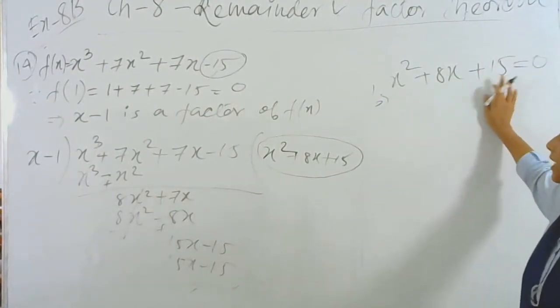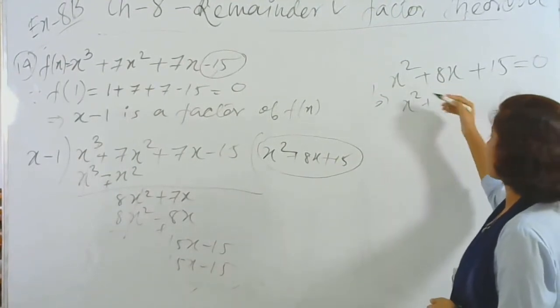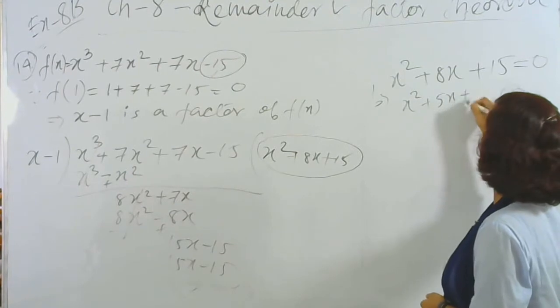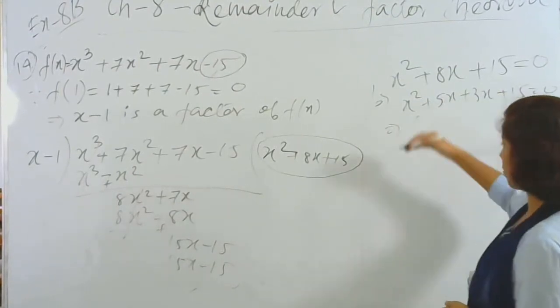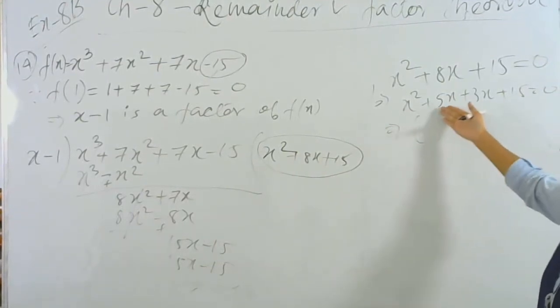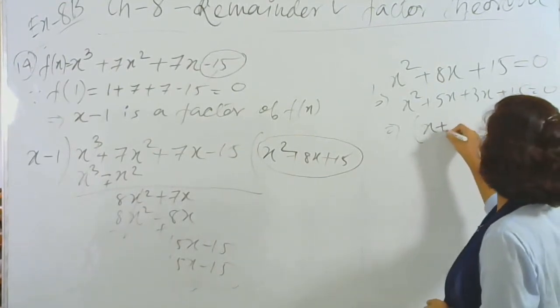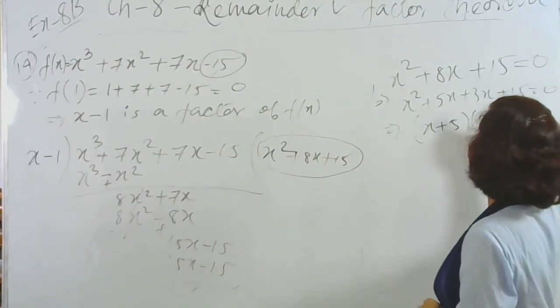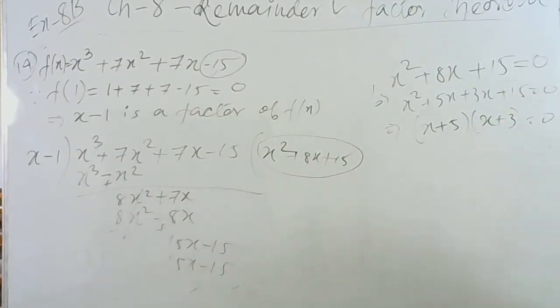15 you have to split so that it becomes 8, so it will be 3 plus 5, right? If you solve it, I'm not doing the solution, I'm directly writing the answer, because this you can do yourself. You take x common from the first two, then 3 common from the last two, then you'll get x plus 5 as one factor, and the other you will get is x plus 3. So these will be the 2 factors. So hence we could factorize, right?